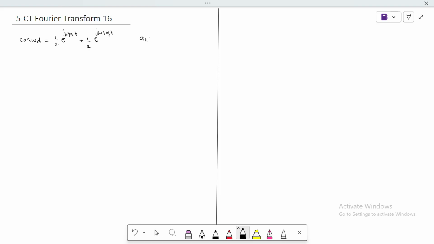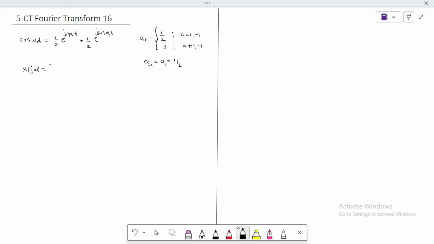Then the Fourier series coefficient ak is equal to 1 by 2 for k equal to 1 and minus 1, and 0 otherwise, that is, k not equal to 1 and minus 1. So for the Fourier series, we can also write a minus 1 equal to a1, equal to 1 by 2. It is also correct.